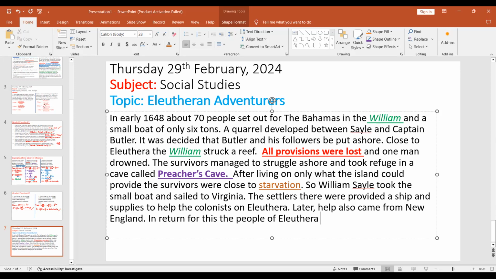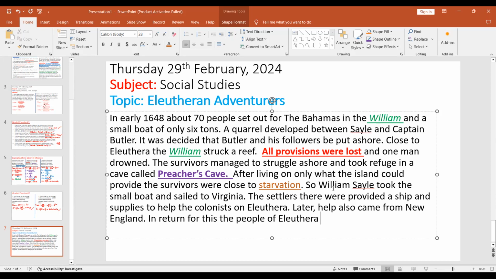I was going to ask what happened to Captain Butler's crew. Like, did they just die? Yeah, I don't know what happened to Butler's crew. That's something that I wondered too. But I haven't been successful in finding information about that. Yes, sir. Thank you.